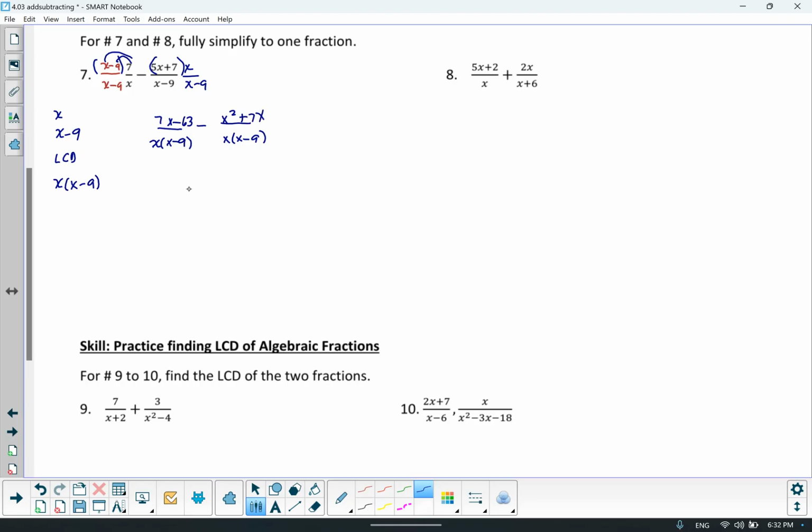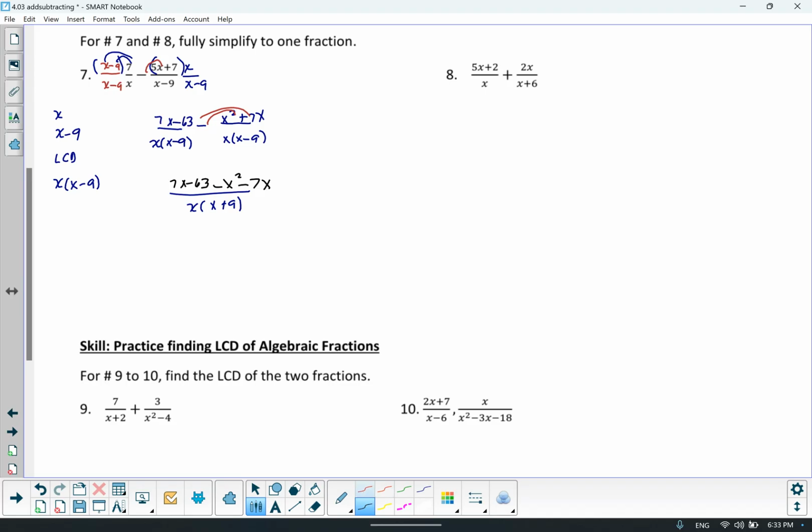Now I would like to combine it into one fraction. So my denominator is going to be x times x minus 9. And you just have to be careful to remember to distribute that negative to both terms. When you do that, you get 7x minus 63. Nothing happens to that first term, minus x squared minus 7x.